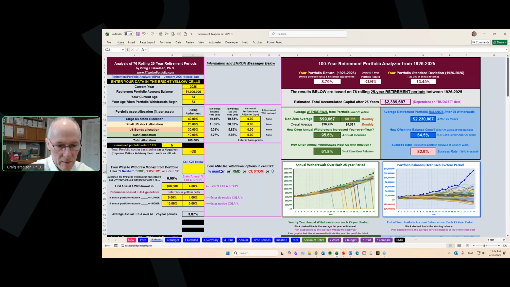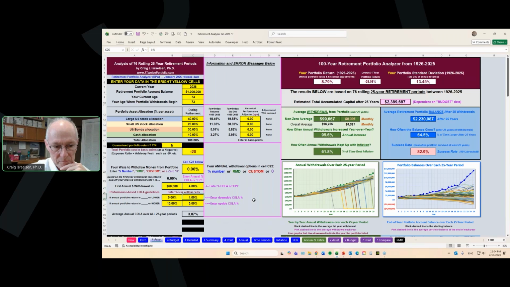So if I put a 0, then that gives me the choice to now enter withdrawal data based on how many dollars, not a percentage, but how many dollars I take out. Okay, so in this case, my first withdrawal is 60,000. And then I enter a 4% COLA. I want a COLA, and my default COLA is 4%.